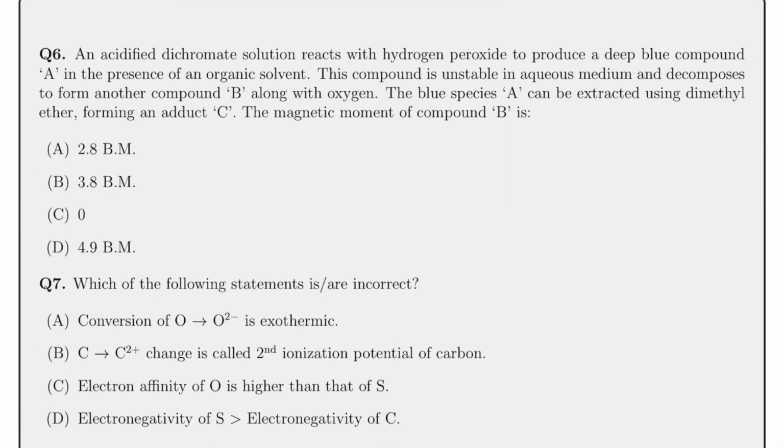Now for number 6, this exactly resembles the JEE Advanced question of the year 2020, which I have given to you in the previous video on d-block elements, the very last question, question number 8. Over here you have acidified dichromate solution reacting with hydrogen peroxide to produce a deep blue colored compound A in the presence of an organic solvent. The moment a blue colored compound comes, you must think about CrO5, that is the blue butterfly.